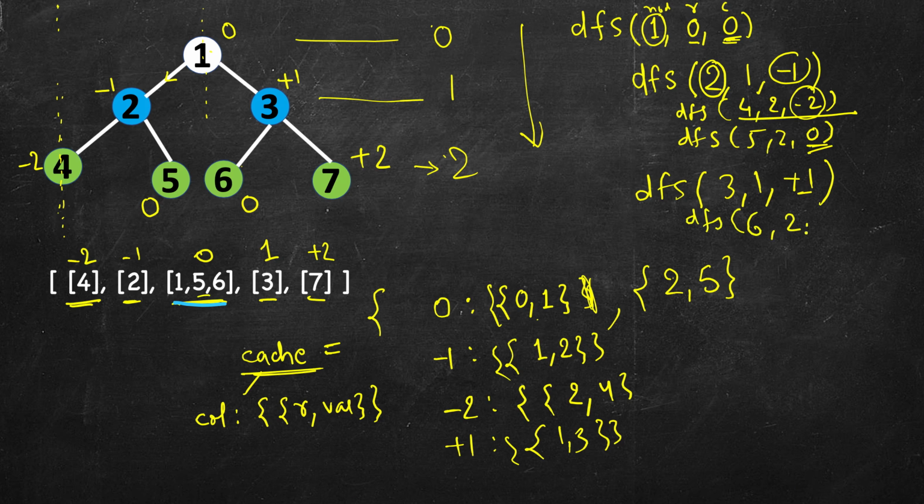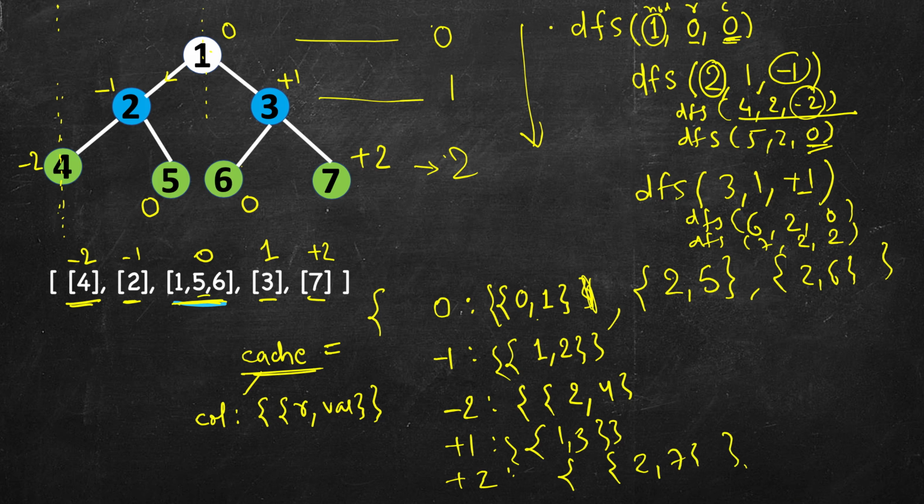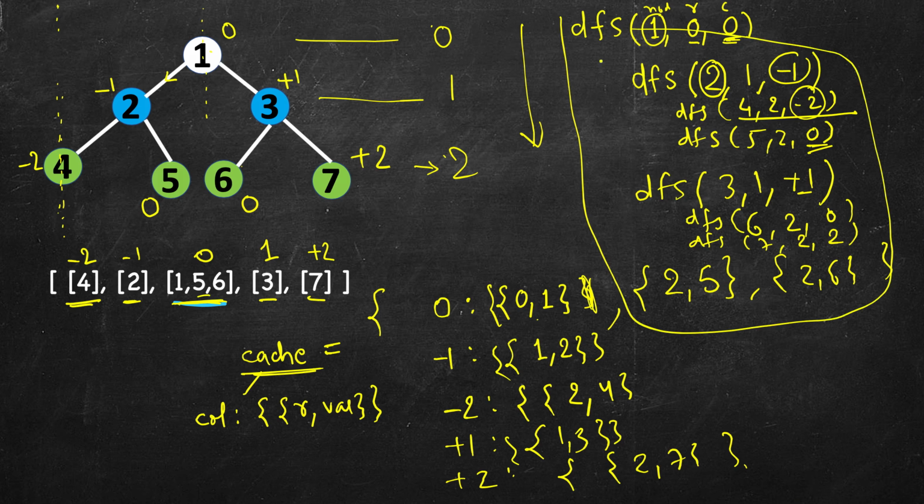So DFS 6, row number 2, and column number 0. Again 0 is present, so just append it, 2, 6. And also DFS 7, row number is 2, column number is 2. So 2 is not present. So now when this DFS call terminates, one more thing we will do, we will also keep track of the smallest column that we encountered in this entire traversal, and also the largest column. So min col equal to minus 2, this is the smallest column number, and max col equal to plus 2. And when this traversal completes, we will have this cache.